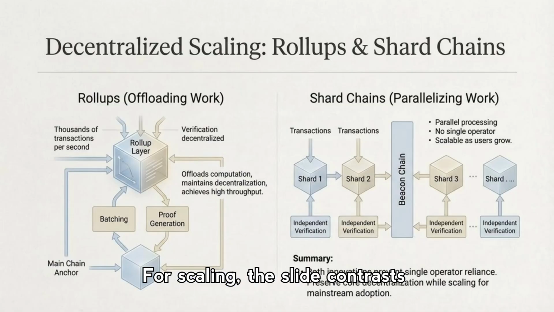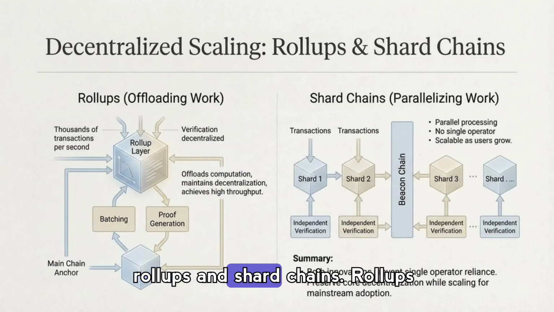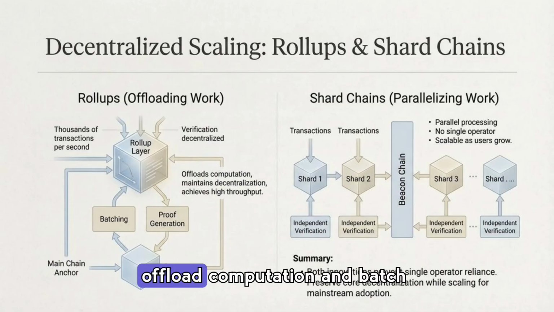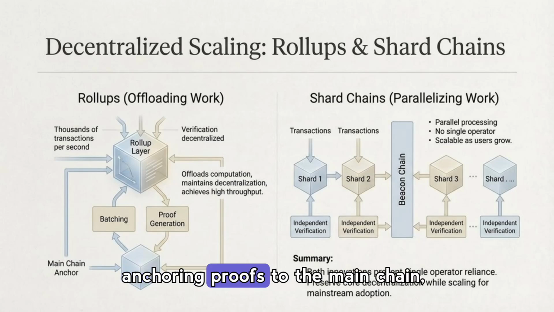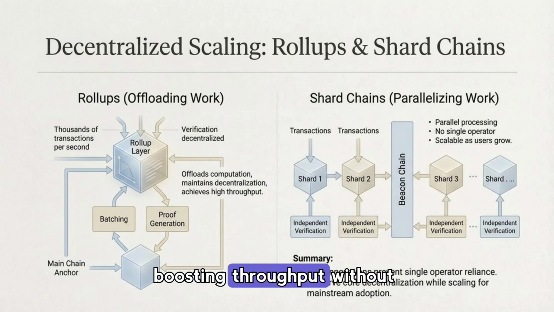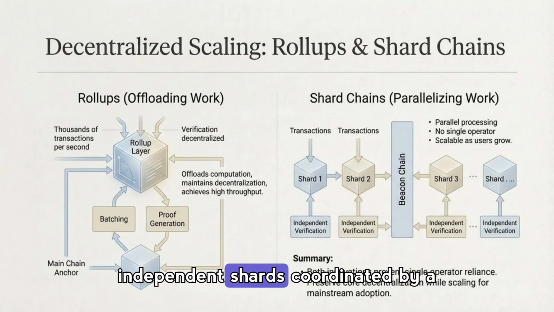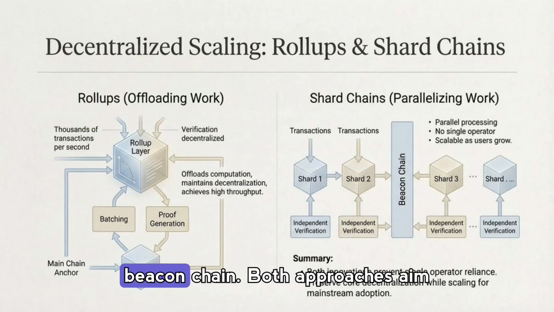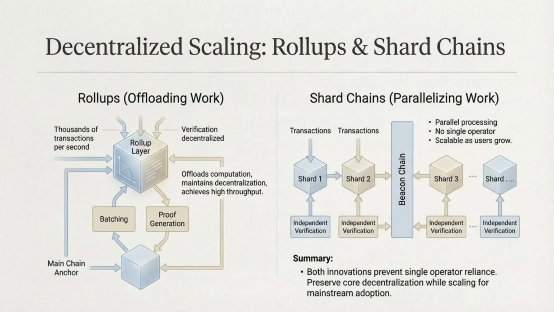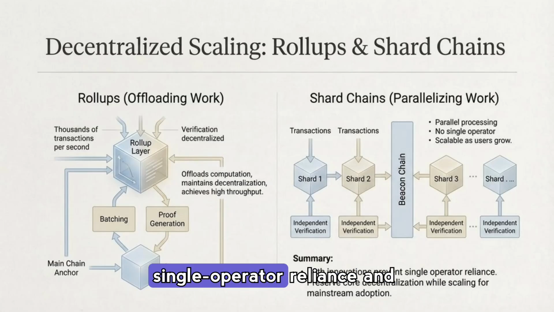For scaling, the slide contrasts roll-ups and shard chains. Roll-ups offload computation and batch transactions off-chain, while anchoring proofs to the main chain, boosting throughput without sacrificing verification, whereas shard chains parallelize work across independent shards, coordinated by a beacon chain. Both approaches aim to scale while avoiding single operator reliance and preserving core decentralization properties.